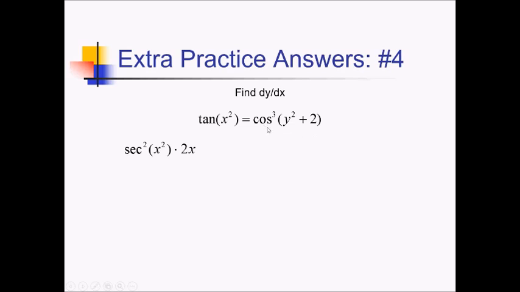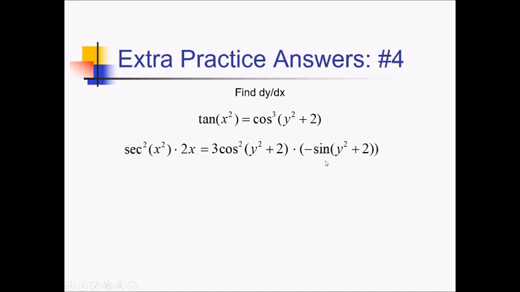And then on the right side, we've got a big chain rule going on here as well. The outer function is something cubed. This whole cosine of all this stuff is being cubed. So the derivative of something cubed is going to be 3 times something squared. So in this case, 3 cosine squared of y squared plus 2. And then we're going to multiply that by the next function in, which is the cosine function. The derivative of cosine of something is going to be negative sine of something, so negative sine of y squared plus 2.